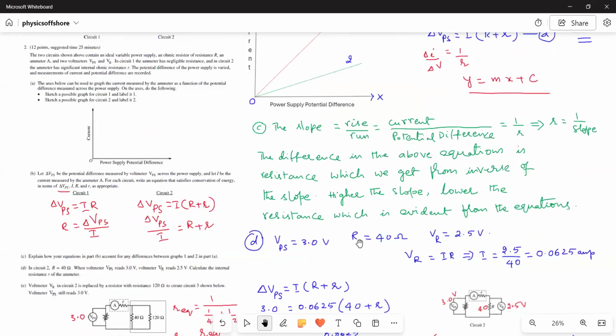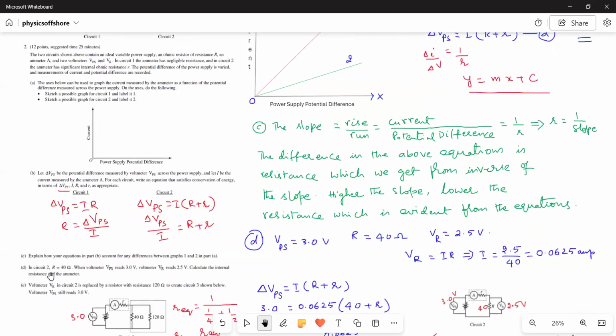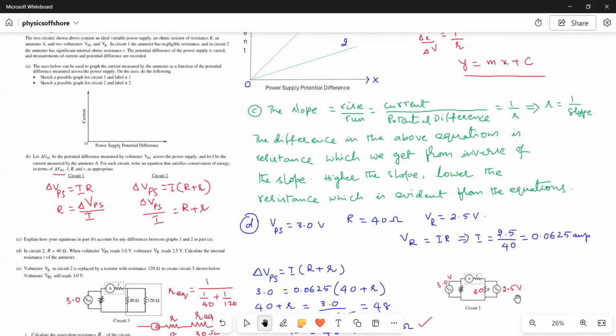Now, D bit. What is the D bit in circuit 2? R is equal to 40 ohms. When voltmeter VPS reads 3 volts and voltmeter VR reads 2.5 volts, calculate the internal resistance of the ammeter. So for that, first we have to calculate the current flowing through this one. Here, this is the circuit, no? Second circuit. From the second circuit only, we can calculate the internal resistance.